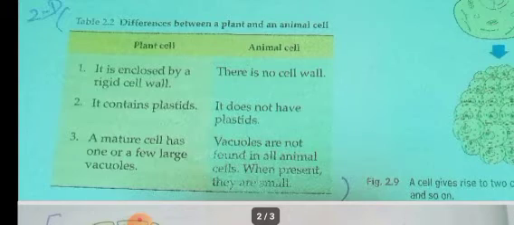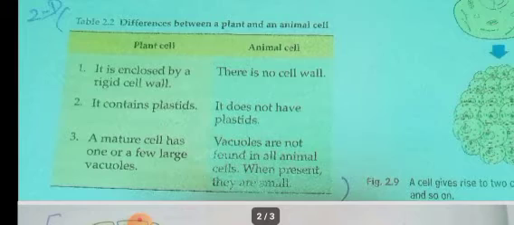The cell wall is present only in the plant cell, and in the animal cell there is no cell wall. The only boundary of the animal cell is the cell membrane. A plant cell contains plastids. These plastids are responsible for the color pigments of leaves, stem, fruits, flowers, etc. But an animal cell does not have these plastids.